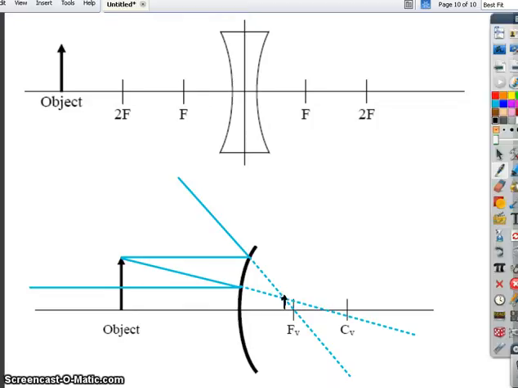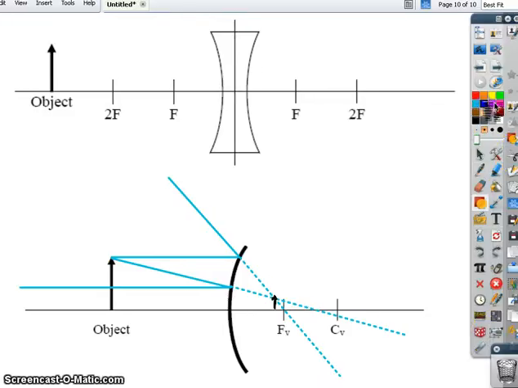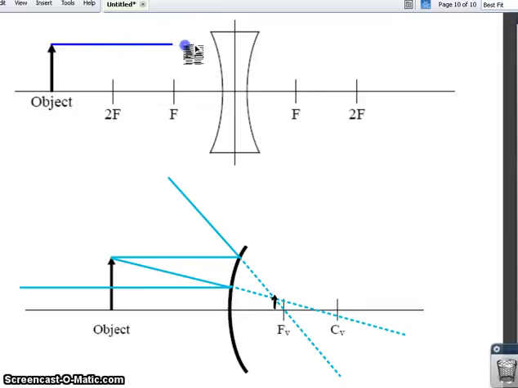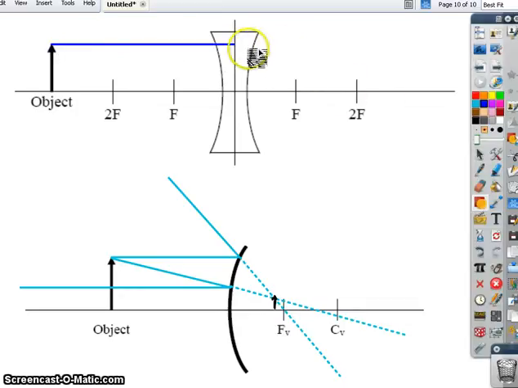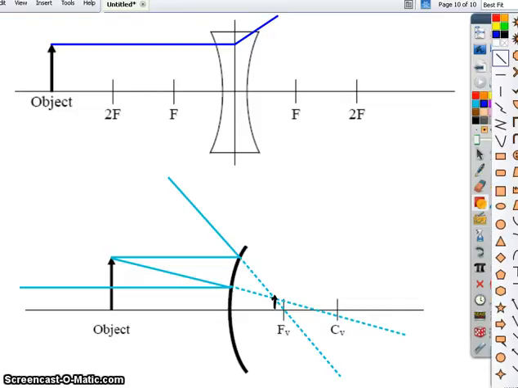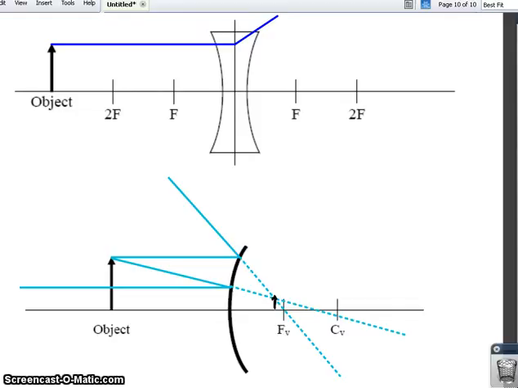So our first line is going to be parallel to the principal axis, and then its extension is going to move through the focus. So it's going to be about right there. And let me find a better tool to draw the extension, just like that. Okay, so we have the extension.